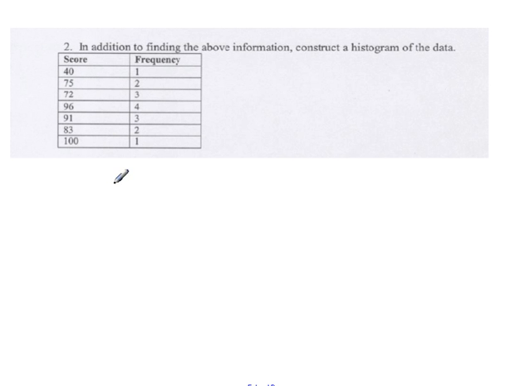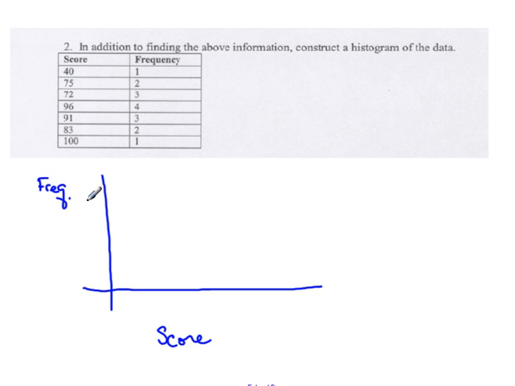Okay, number 2. You're going to find the same information from above, and I'll leave that for you to do. However, we'll do the new material here, which is constructing the histogram. If you recall, a histogram is just a bar chart. The frequency tells you how many times the score happens. So what I'm going to do is create my chart. I'm going to label the bottom of the chart as the score, and the top here is the frequency.